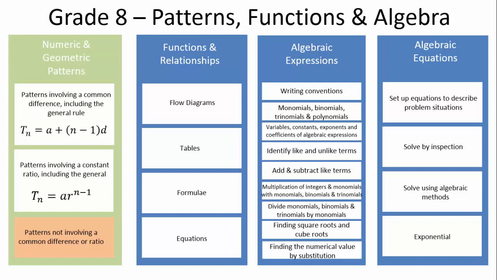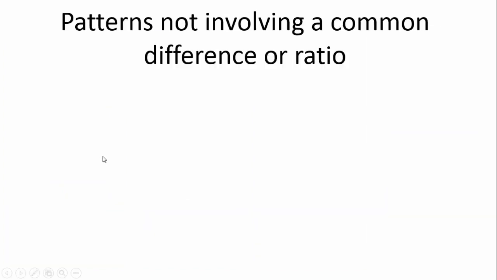Okay, grade 8s, now we're going to be dealing with patterns that do not involve a constant ratio or a constant difference. Remember, we did the first one where there was a common difference, that difference was D, and we created a general formula for it. Then we had a constant ratio, and that ratio was R, and we created the formula for it. Now, these are not going to have a constant difference or constant ratio. It doesn't mean we can't create a general formula, but we're not going to do that now. We're just going to practice working with these patterns because they are still patterns.